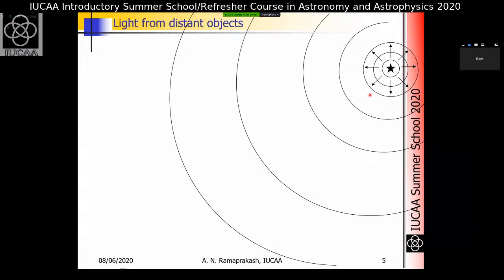So these spheres which I have drawn are just the distances which the light reaches at a given time. The light starts from the star and radiates away in all directions, expanding away in a spherical wavefront. At a given time, it will reach here. After some more time, it would have reached here, and some more time, it reaches here, and so on and so forth. So it's spherically expanding away from that star.